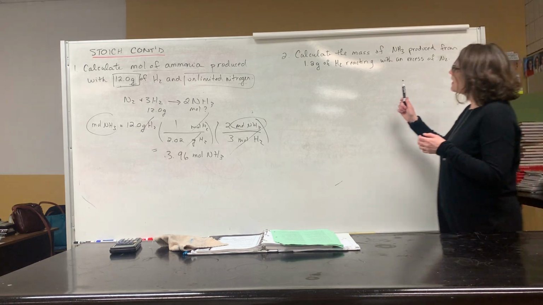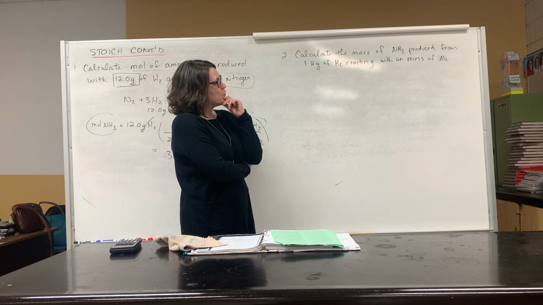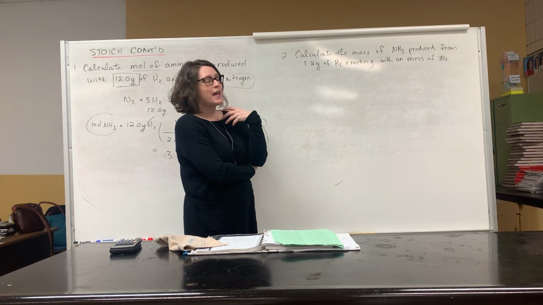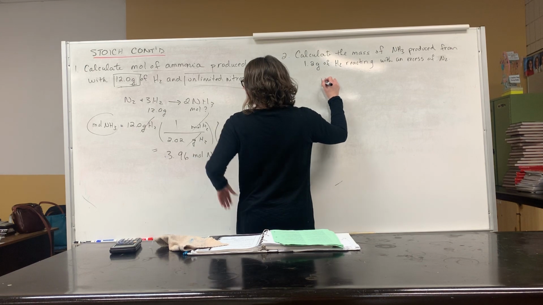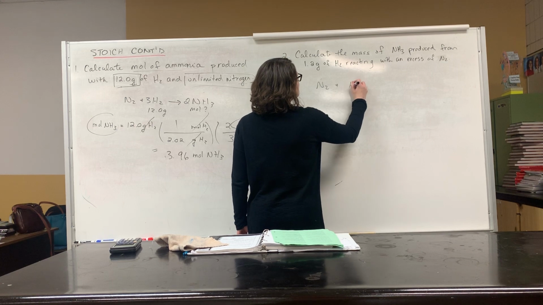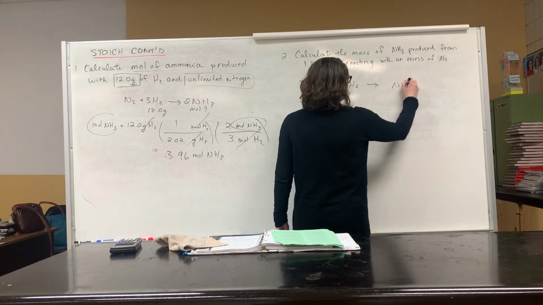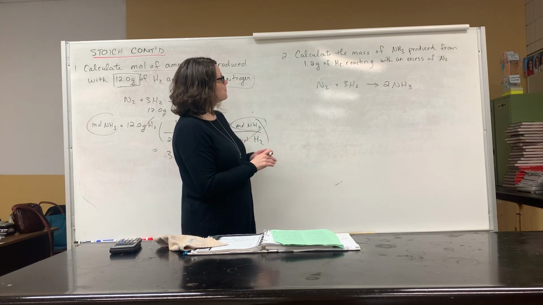So this one, calculate the mass of NH3 produced from 1.2 grams of H2 reacting with an excess of N2. So it's going to be the same equation here. So what do we have first? Let's do it the same way. So N2 plus H2 goes to NH3. Again, first step is going to be to balance that.